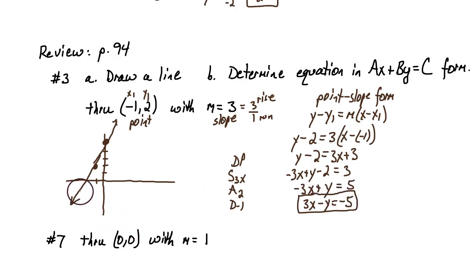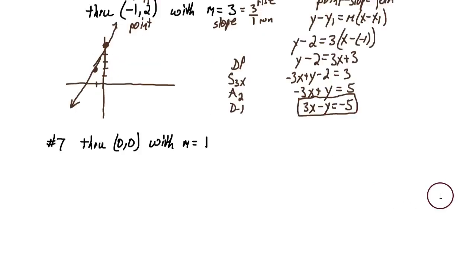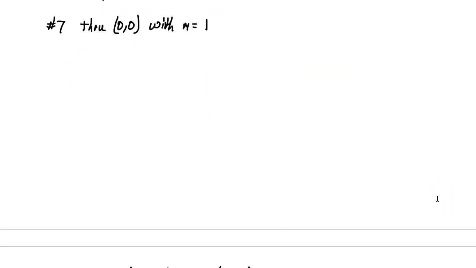Every dot on this graph is a solution for x and y in that equation. Number 7, let's graph this and then create the equation. The point 0, 0 is the origin. If m equals 1 and you think of that as a ratio, that's 1 over 1. A rise of 1 and a run of 1. Another dot's right there. And draw a line through the dots.